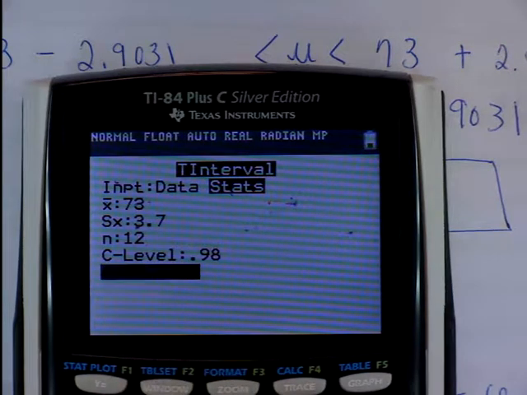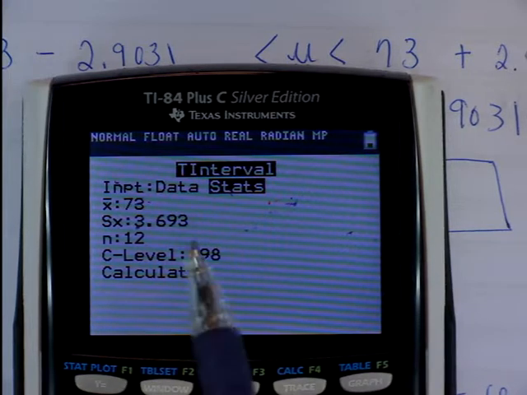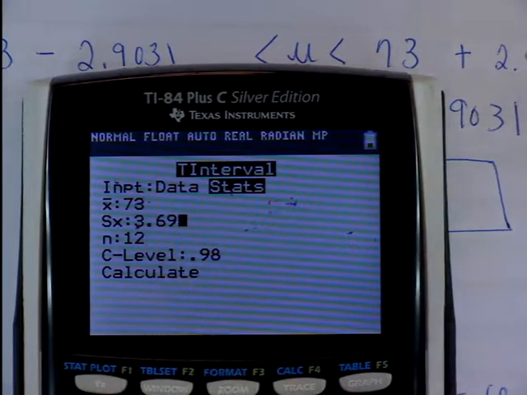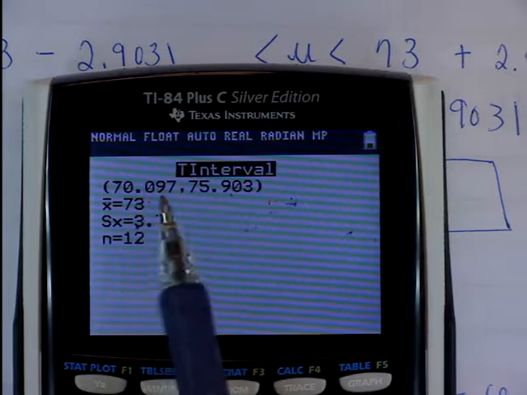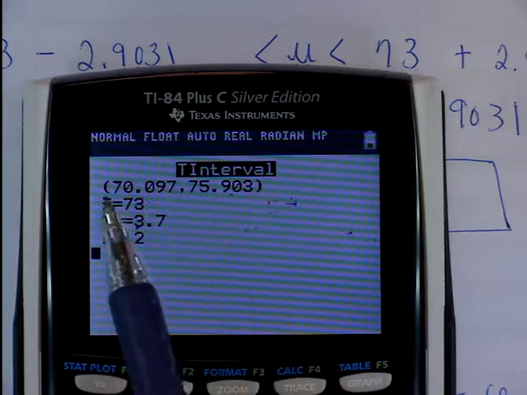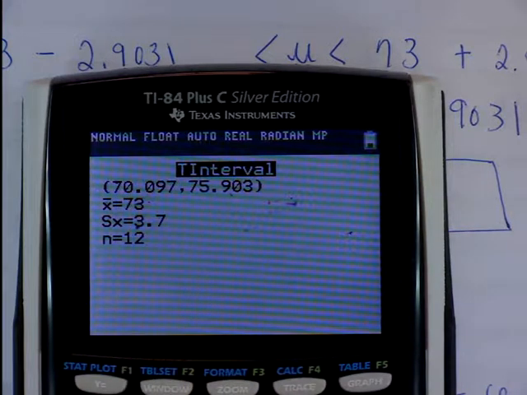If you're following the lecture notes, like I say, give the standard deviation of 3 places, then you're putting in 3.693 here. But actually, we're going to follow the rounding rules for Chapter 3, and I'm going to put in 3.7 and then calculate. 70.097 to 75.903. If you round accurately, it's 70 to 76, which is the same answer we received by hand.